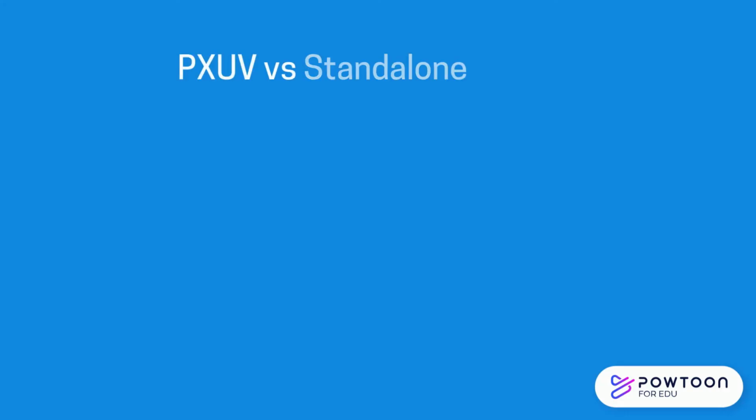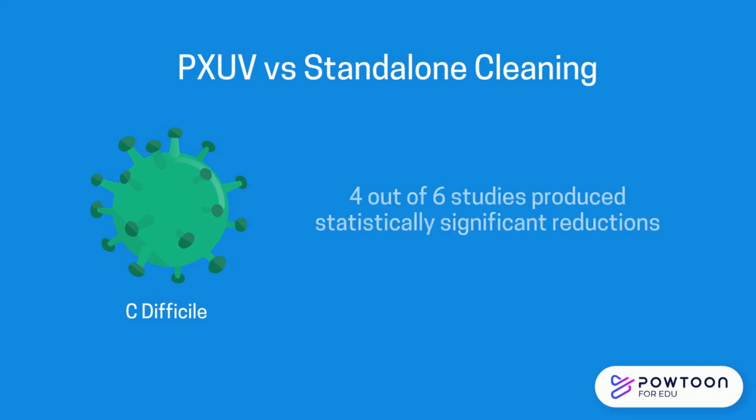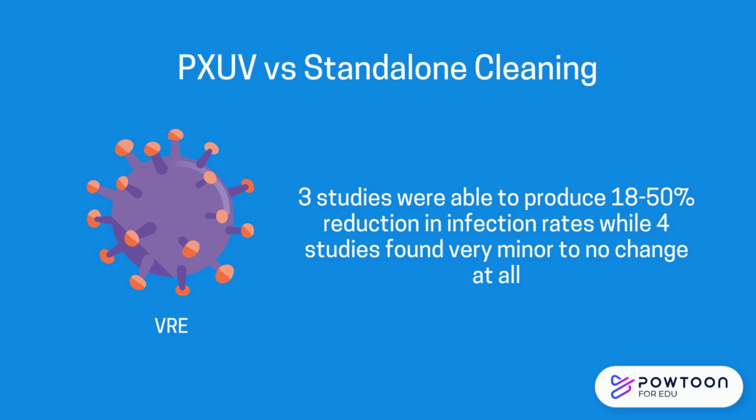Pulsed xenon UV light disinfection devices demonstrated promising results in the reduction of C. difficile infection rates, with 4 out of 6 studies producing statistically significant reductions. When examining effectiveness against VRE, 3 studies were able to produce statistically significant results with an 18 to 50% relative reduction in infection rates, while 4 studies found very minor to no change at all.